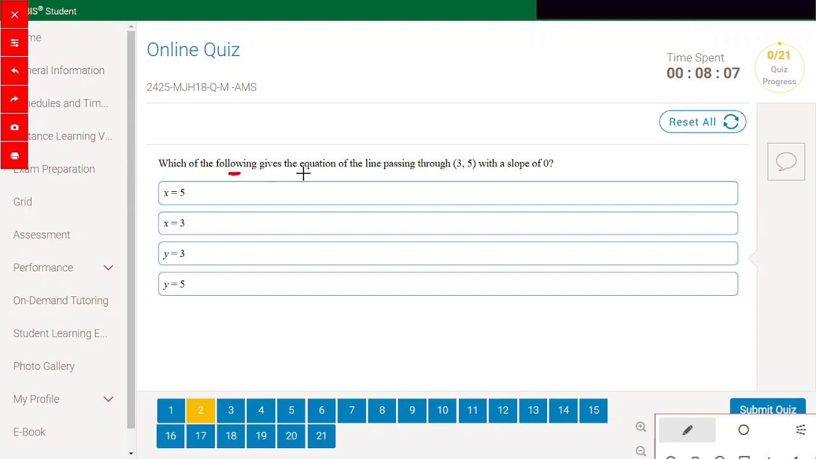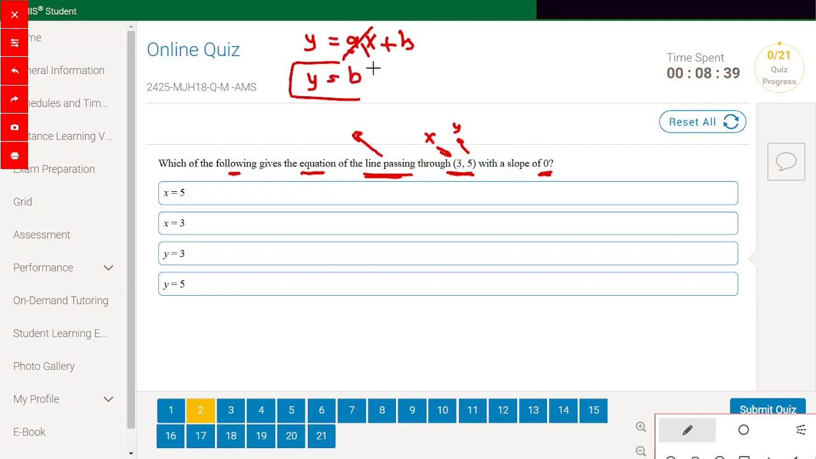Which of the following gives the equation of the line passing through the point (3, 5), where 3 is x and 5 is y, with a slope of 0? So now let's solve this question. Let's write the line form, which is y equals ax plus b, and the line is passing through this point. Now the slope is 0, so that means the x term will not be here, so y will equal b. Whatever the value of x, it will give 0.